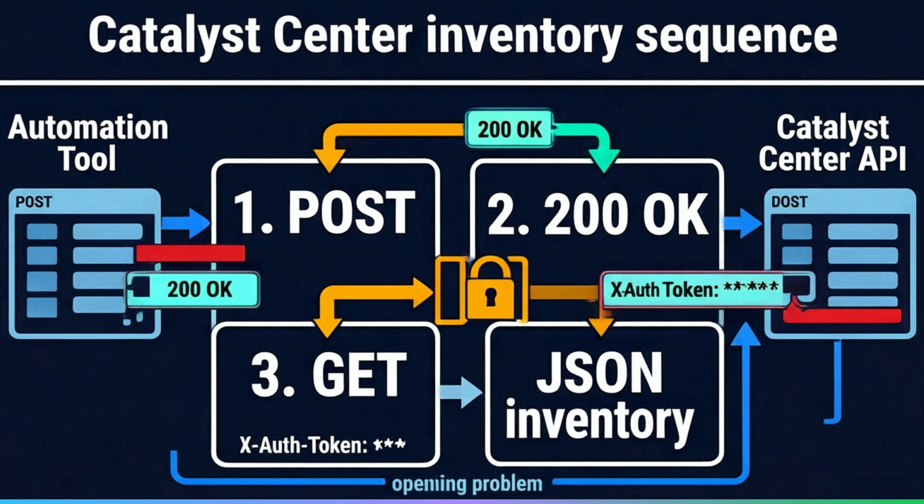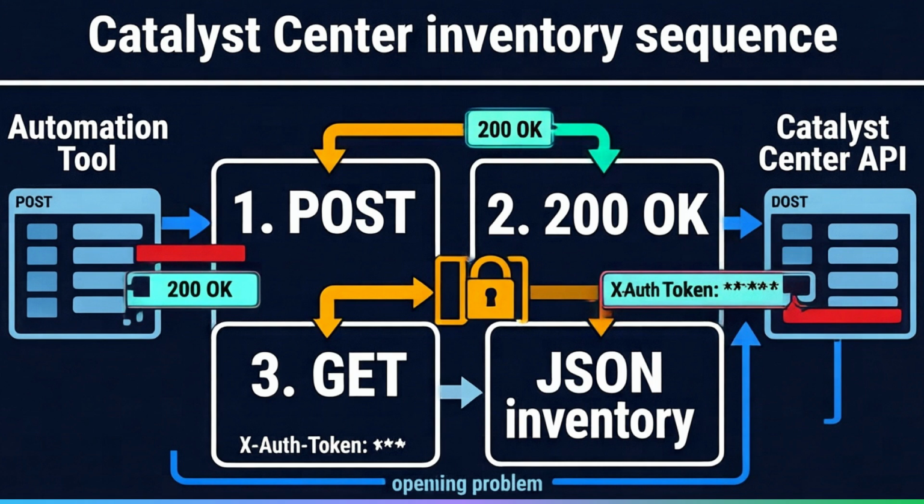Only then does the tool send a GET request for the inventory resource, carrying the documented X-Auth-Token header. The controller validates the header and returns inventory data as JSON. The lesson is the order, not a copied endpoint or secret. POST obtains temporary authorization. 200 OK confirms it. GET reads the protected inventory.